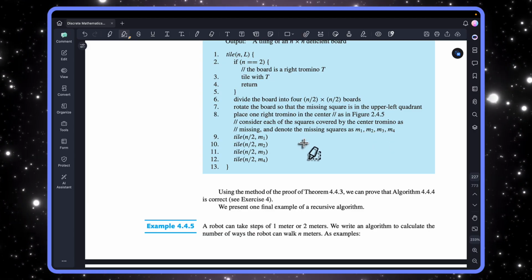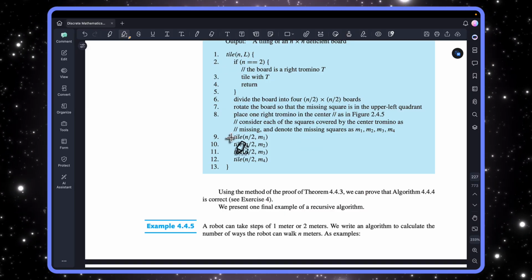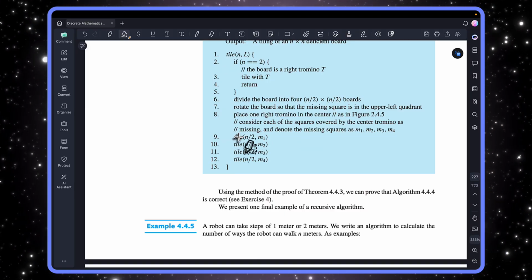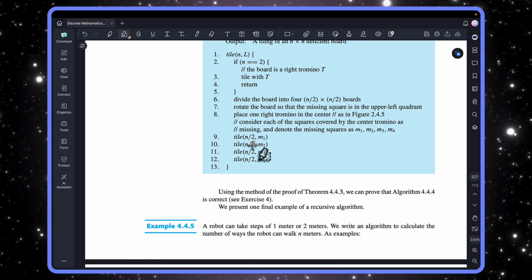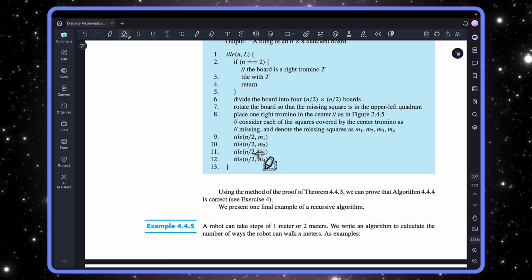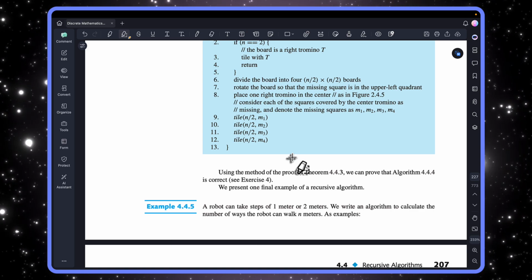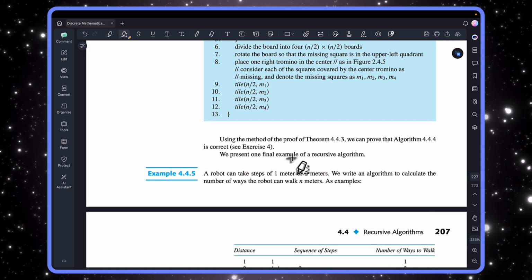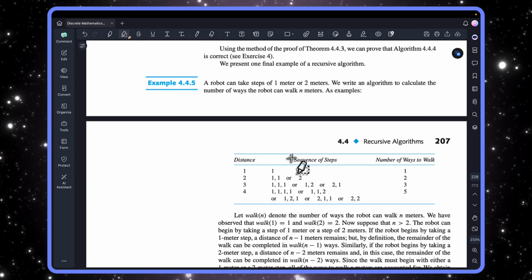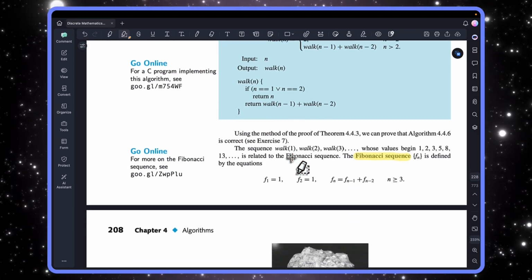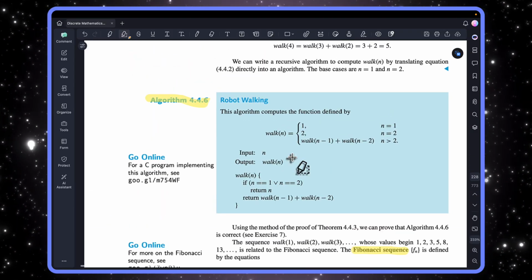Then all we need to do is apply the tiling command to these smaller subsquares. So we tile (n/2, M1), (n/2, M2), (n/2, M3), (n/2, M4), and that's it. That's the algorithm, and it will spit out the answer. Here's another one.